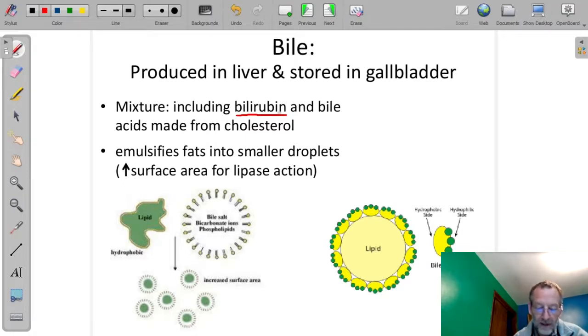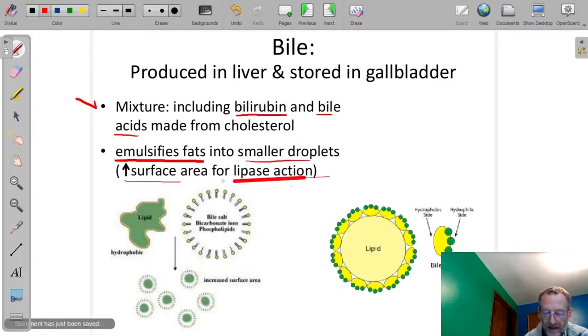Bilirubin is a breakdown product of red blood cells, and bile also includes different bile acids or bile salts. The terms can be used more or less interchangeably. And those are made from cholesterol. One of the main functions of bile, in addition to getting rid of various wastes like bilirubin, is also to help emulsify fats into smaller droplets, which increases the surface area for lipase action.